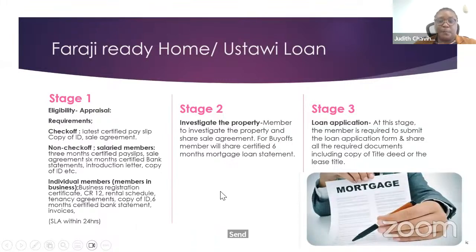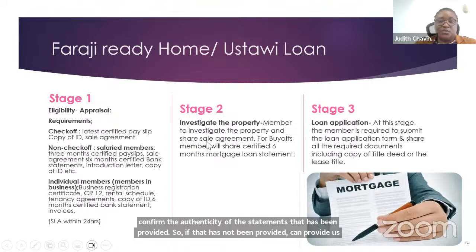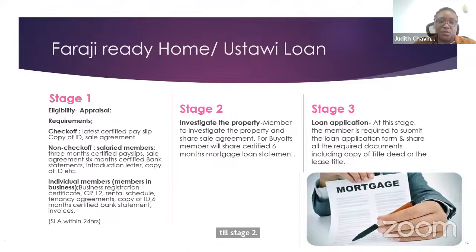Then at this point, we request the member to certify the bank statements. For example, if they're requesting a buyoff from the bank, sometimes at stage 1 the statement that has been shared has not been certified. So we insist on certification or an email confirmation from the bank to confirm the authenticity of the statements provided. If that has not been provided at stage 1, you can still provide it at stage 2. So this is basically dependent on the member to provide the documents that are required.